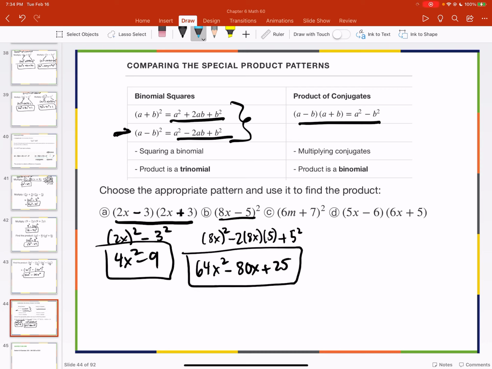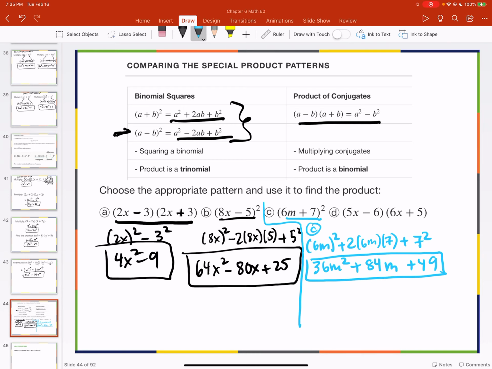Next one, let's do a different color. 6m plus 7 squared. So C is going to be a squared plus 2 times a times b plus b squared. So that's going to be 36m squared plus, and then what is that, 84? 12 times 7 is 84m plus 49. And that's it for this one.